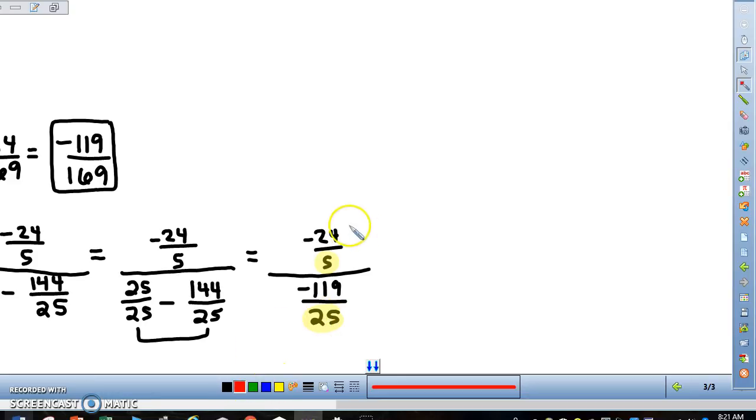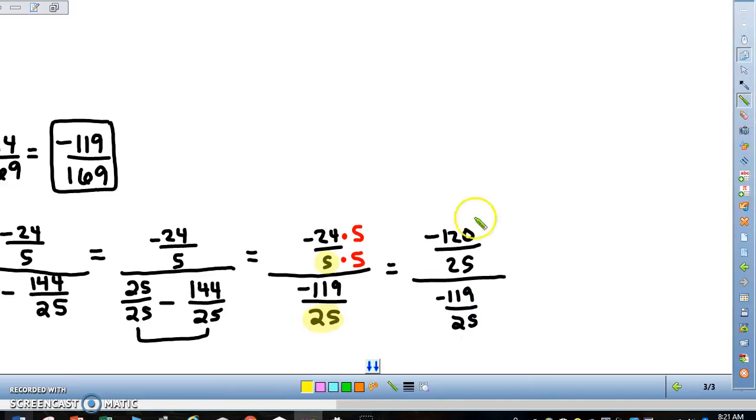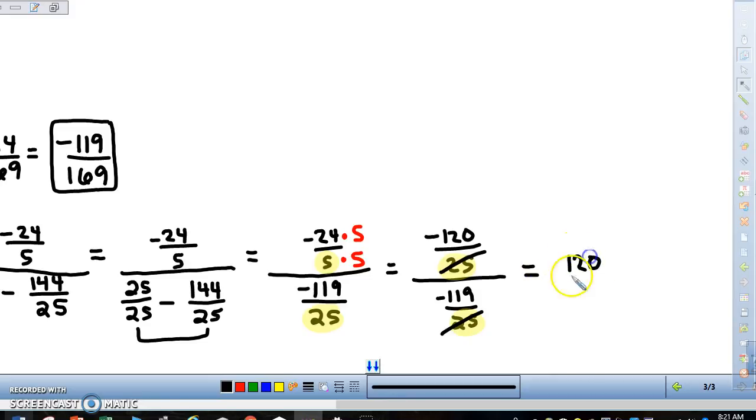And so the trick is to go ahead and multiply this top fraction by 5 over 5. So that's turning it into negative 120 over 25. Keep the bottom fraction the same. And now that we have our denominators the same, they can cancel. And we're left with negative 120 over negative 119. Negative divided by a negative is a positive. So we have 120 divided by 119.